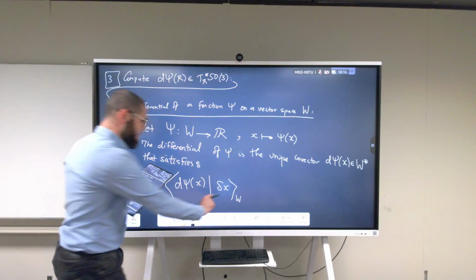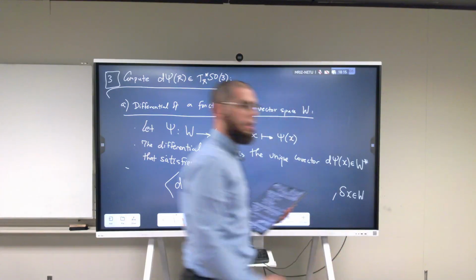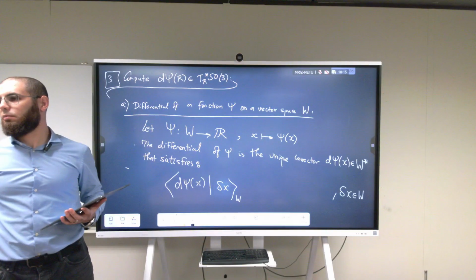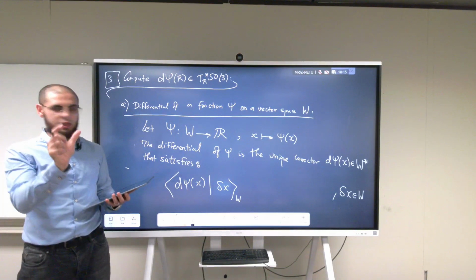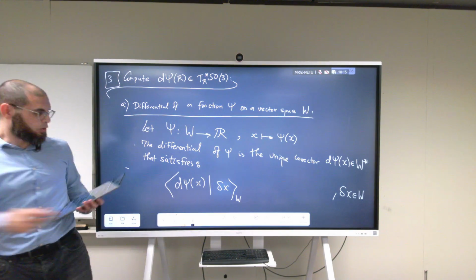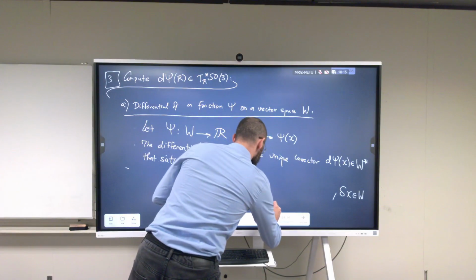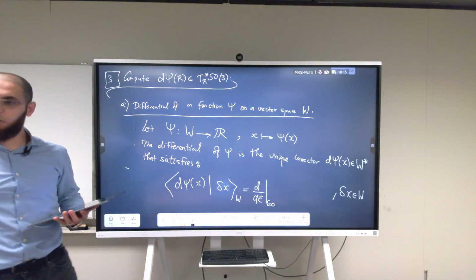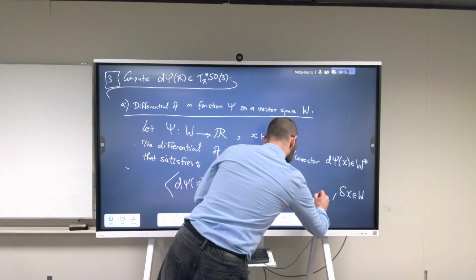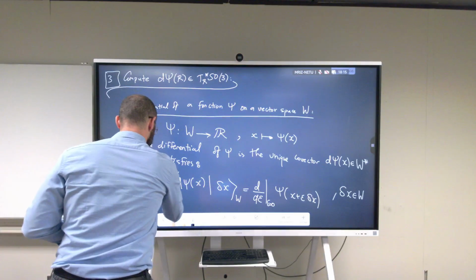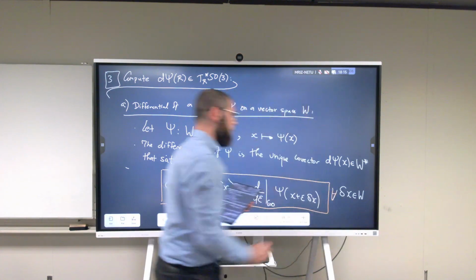And this delta x is simply any arbitrary vector in the vector space. Delta x is the name of the vector. I could have called it y or z or anything else, but we just call it delta x. And this expression should be equal to d by d epsilon, differentiating with respect to epsilon and letting epsilon equal to 0, of psi of x plus epsilon multiplied by delta x. You do this for all delta x in W.